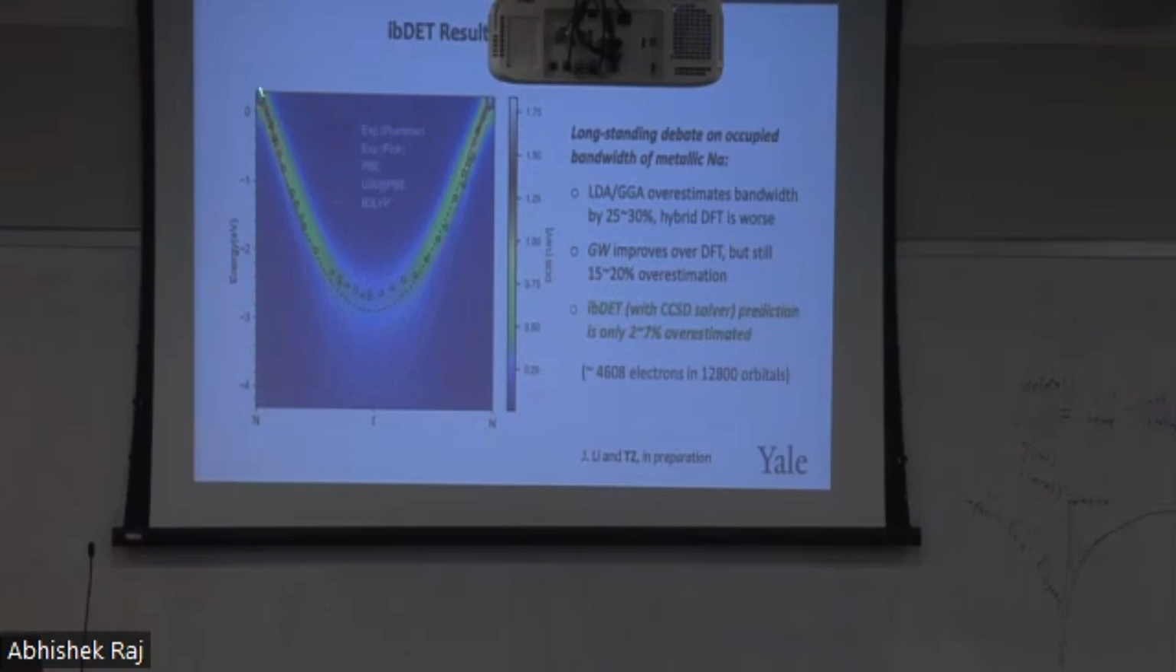Okay, so this is a simulation that we did on metallic sodium, and what we get is using the CCSD solver, and this heat map is actually the embedding result. And you see that it overlaps well with the black dots and the red curve. Both are independent experimental results. And our error now is only 2 to 7% compared to experiment.